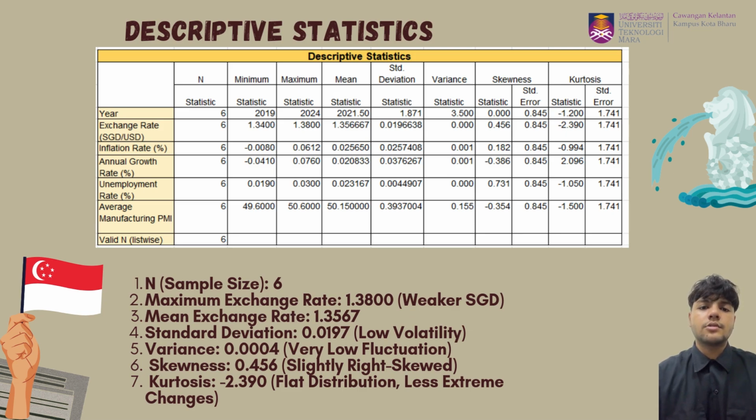The slight right skewness of 0.456 and flat kurtosis of -2.390 indicate fewer extreme changes, reinforcing the stability of the exchange rate over time.